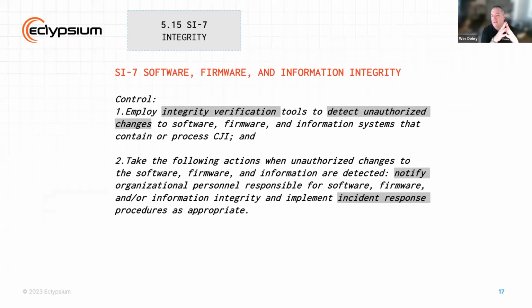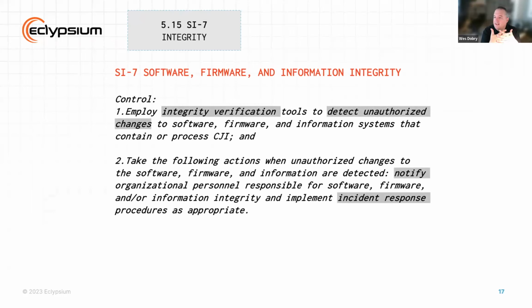So now let's get into the fun control. And this is the one that has a whole lot of new language and new information around it. And this is SI-7. SI-7 within the document takes up a substantial amount of the new pages added. And specifically, they're starting to use some new terms here: software, firmware, and information integrity.